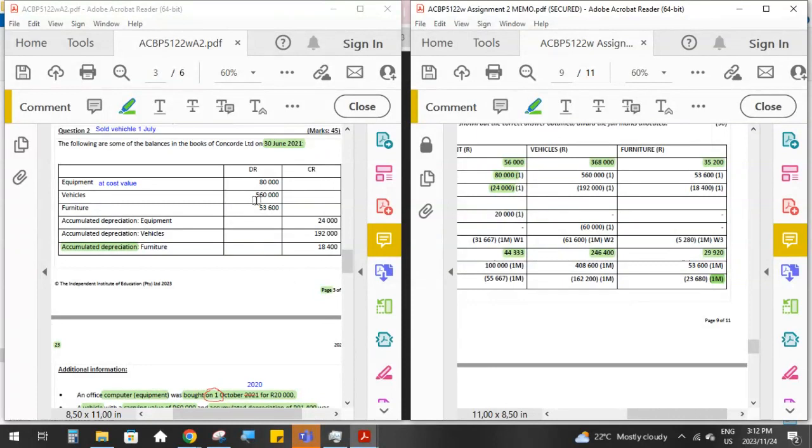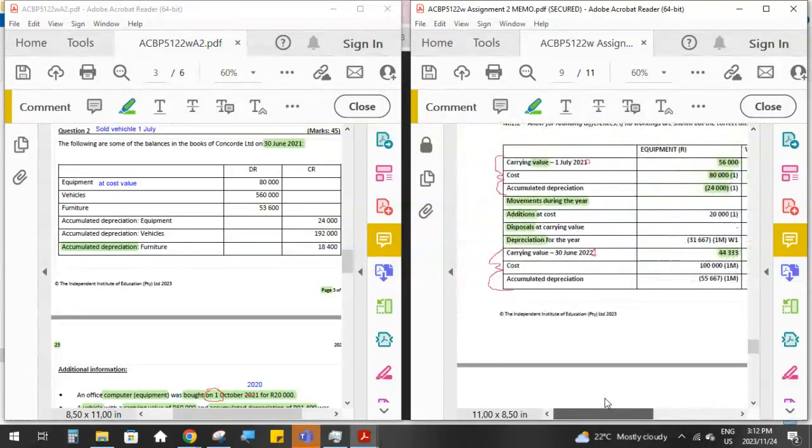Okay, and you do exactly the same thing with vehicles and then with furniture. The cost and the ACDEP must go in brackets. Remember, see there, the cost, no brackets, the ACDEP with brackets, indicating that the cost is a plus and the ACDEP is a minus, and that gives us the balance of the value at the beginning of the year.